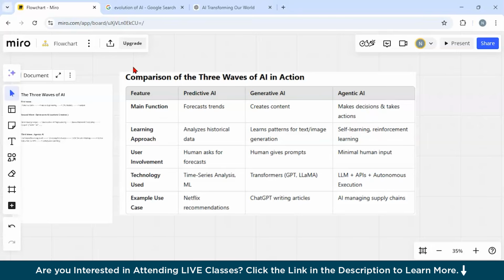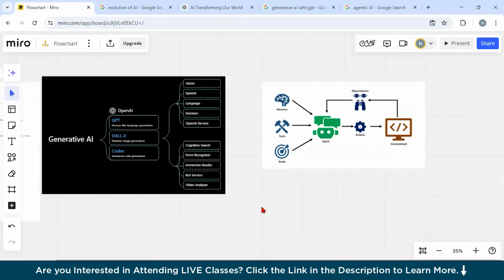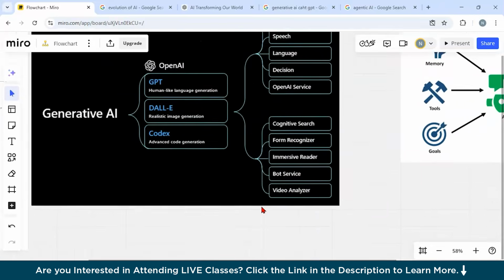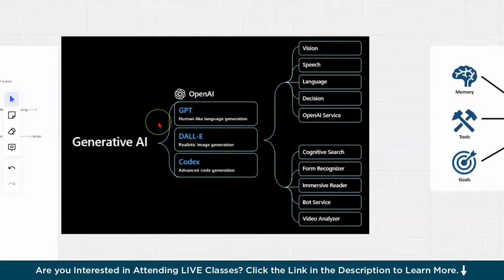Now let us move ahead and understand the exact difference between generative AI and agentic AI. So let us first deep dive into what exactly generative AI is. As you can see here, generative AI models generally take an input query, process it using an LLM or large language model, and return a static response without taking any further action.